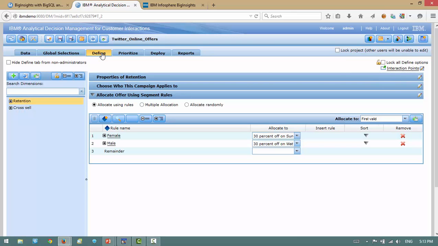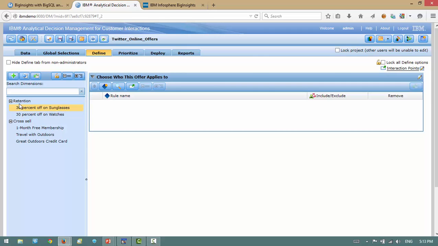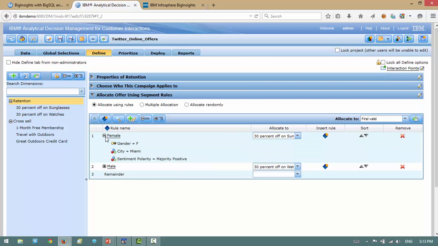And the next step is where we define our campaigns. So we have two campaigns. We have a retention campaign and a cross-sell campaign. And within each campaign, we have a number of different offers. So within the retention campaign, we have a 30% off on sunglasses offer. So if a shopper is female, and if she's from the city of Miami, and if the Twitter sentiment polarity is majority positive, then and only then make the offer of 30% off on sunglasses.